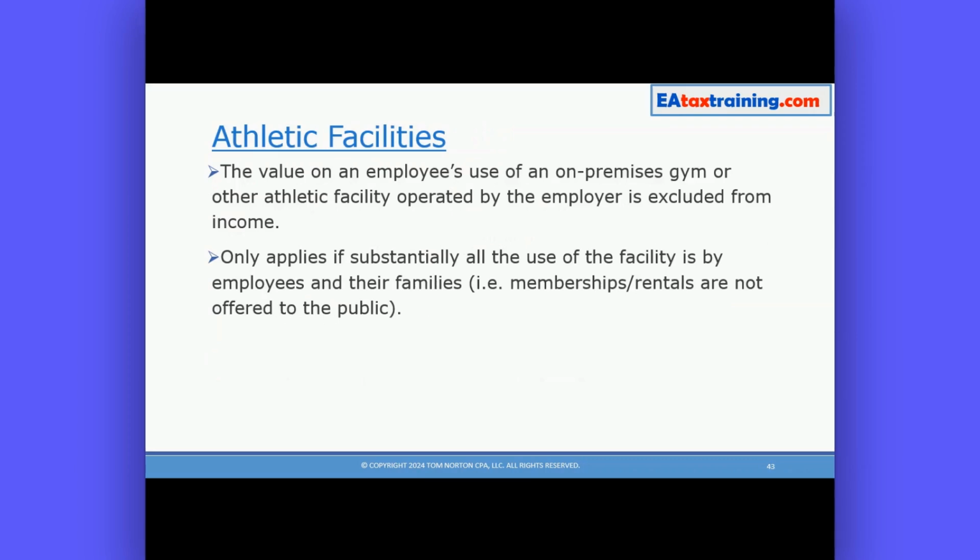Athletic facilities. The value of an employee's use of an on-premises gym operated by the employer is excluded from income, but it only applies if that gym is not open to the public. So it has to be a private facility just for the use of the employees or maybe the employees' family members and not open to the general public.